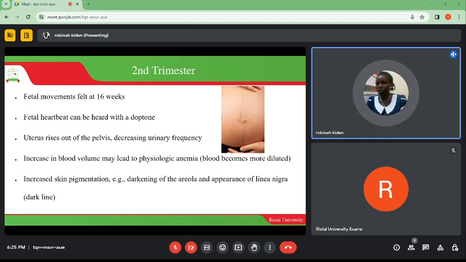Then increased skin pigmentation, for example, darkening of the areola and the appearance of the linea nigra. So right there we have this image that is showing that in dark light. This is what is called the linea nigra. Then the areola of the breast. This is the darkening of that dark part of the breast that is surrounding it.